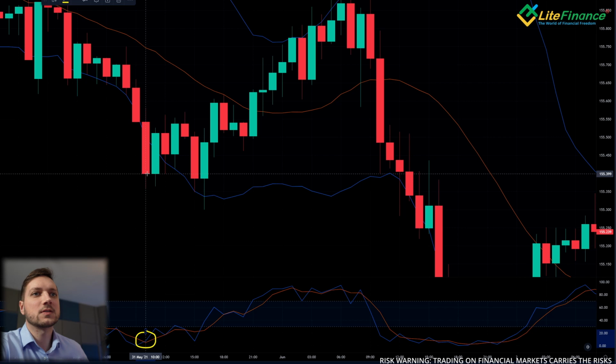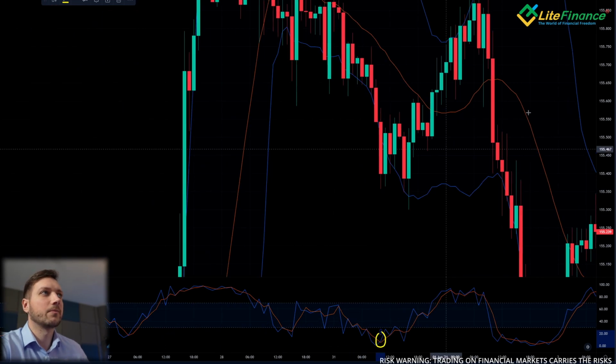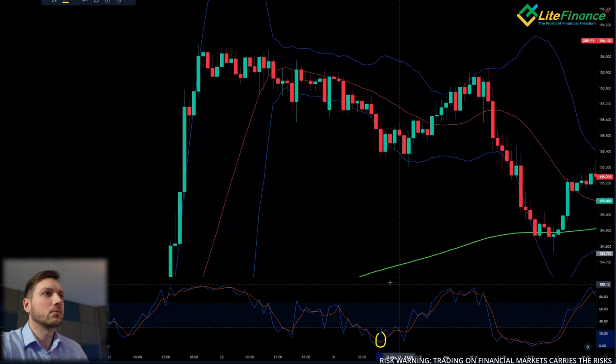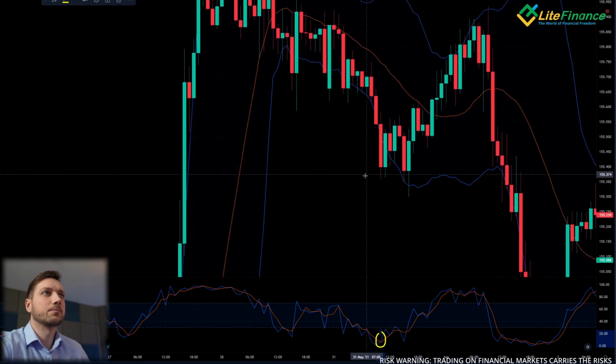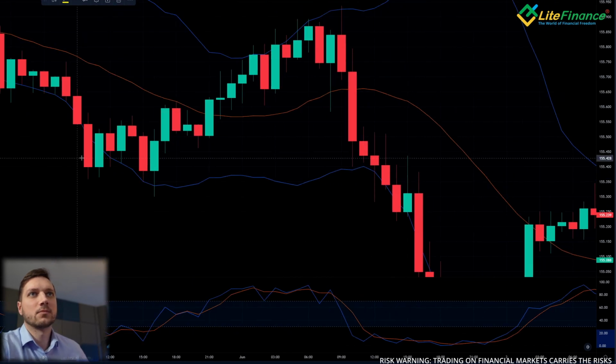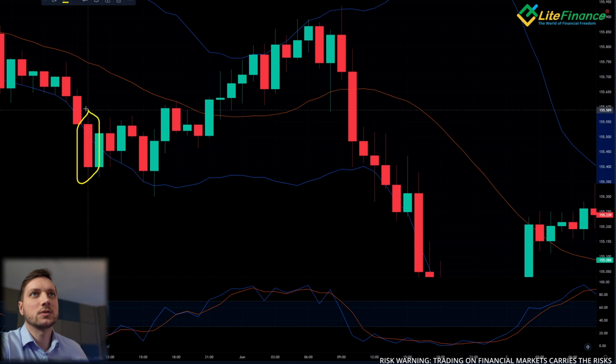and gave us the signal for a buy trade because we are above this green 200 period moving average. So we are entering. Once again, this candle was the trigger one. Here you can see at the stochastic, and we are entering at the opening of this green candle.